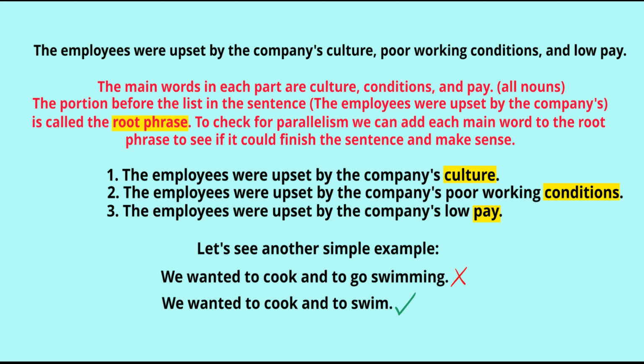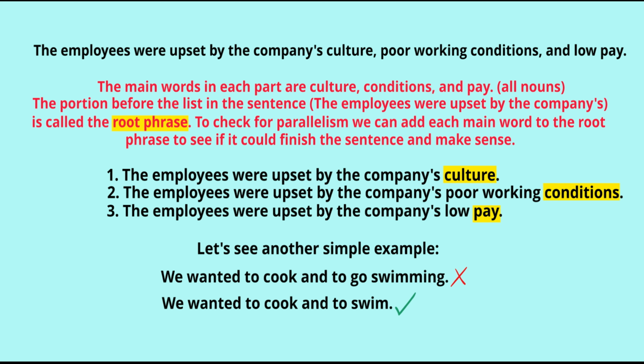The portion before the list in the sentence, that means "the employees were upset by the company's," is called the root phrase. To check for parallelism, we can add each main word to the root phrase. The main words are culture, conditions and pay, right? So we can add each main word to the root phrase to see if it could finish the sentence and make sense. Now let's try.